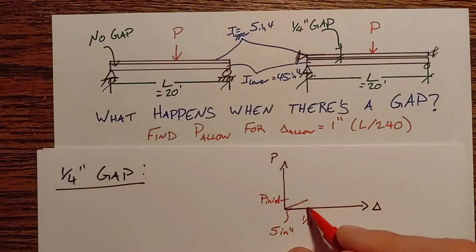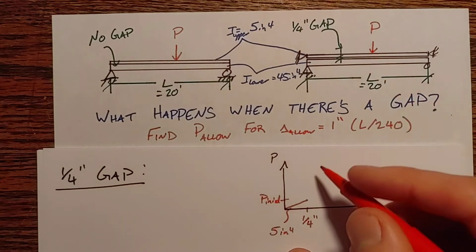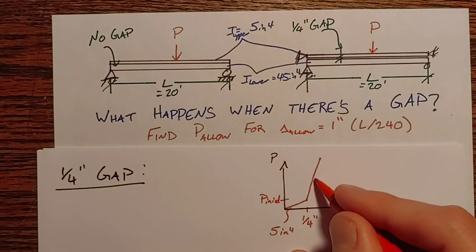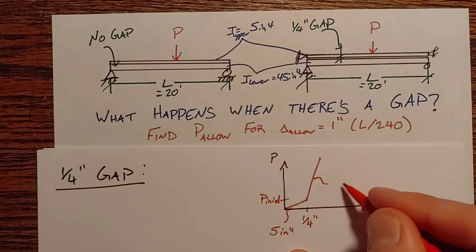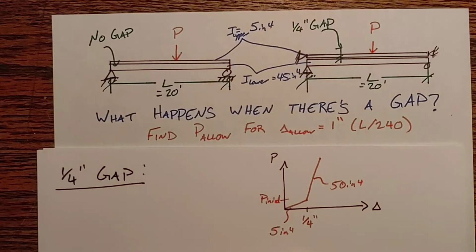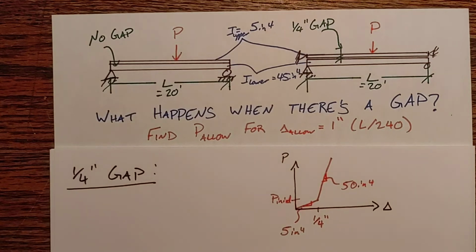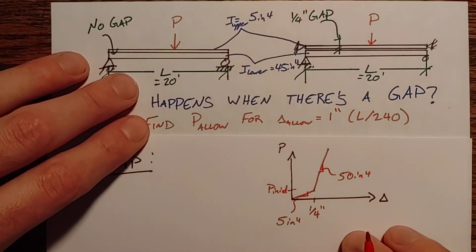Once we hit this 1/4 inch, we're engaging the whole thing and our stiffness goes up like a rocket. This stiffness here should be 10 times this because we're looking at 50 inches to the 4th. And remember, everything else remains the same. We're not changing the length of our beam. We're not changing the material of our beam. Once those contact each other, we're just getting a ton more of our moment of inertia brought into play.